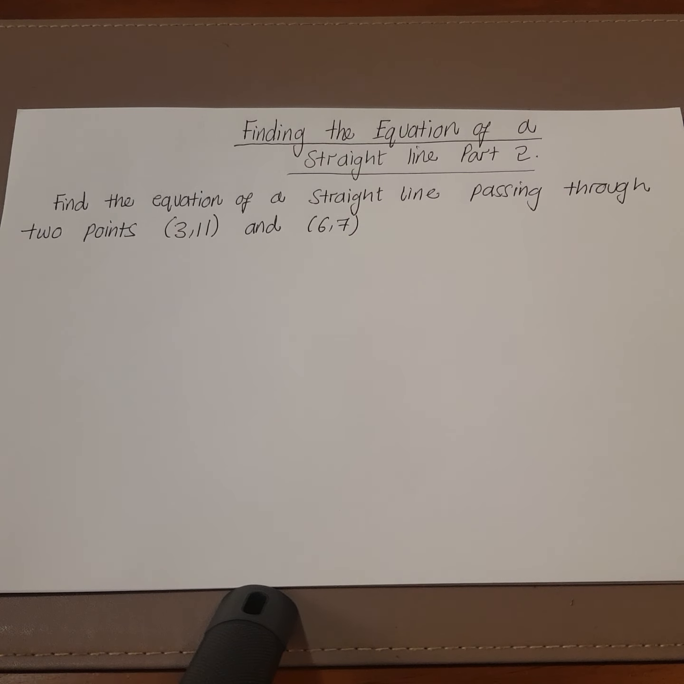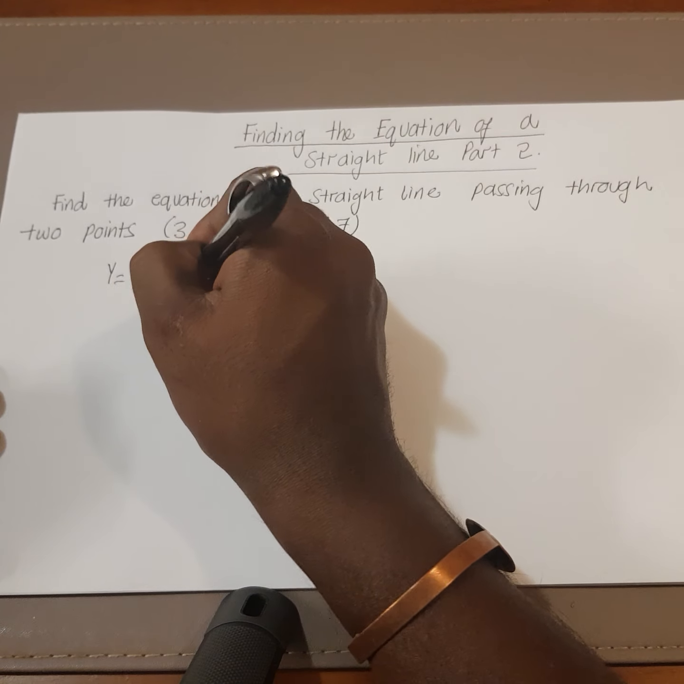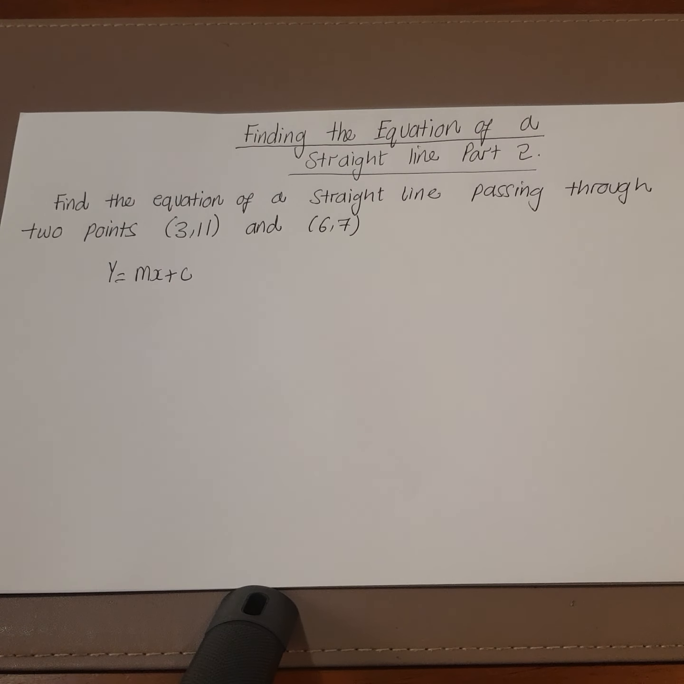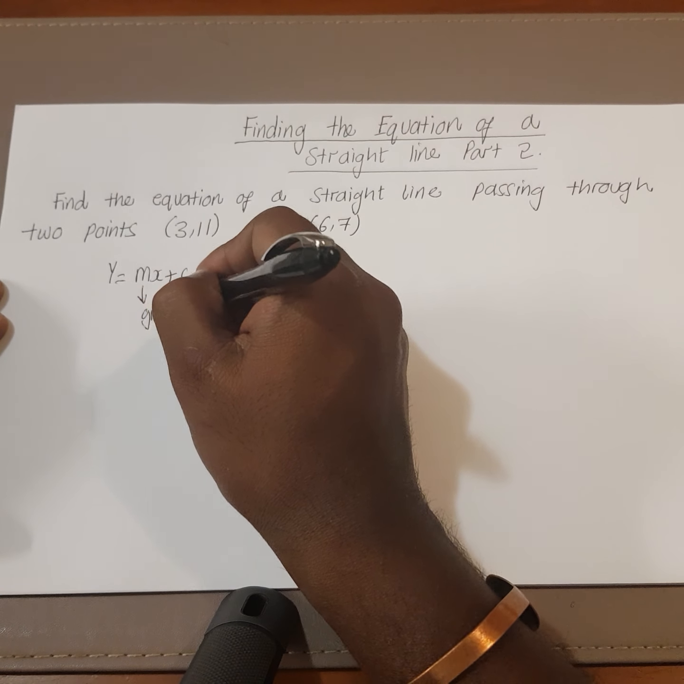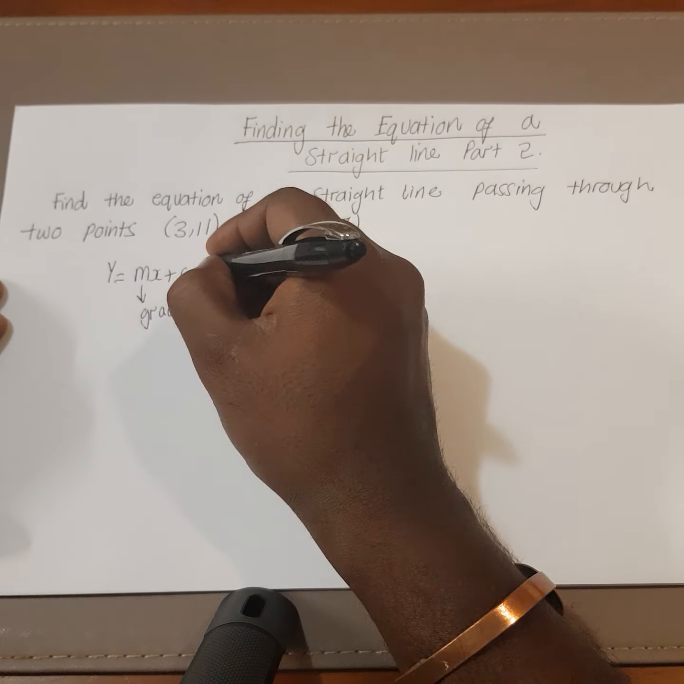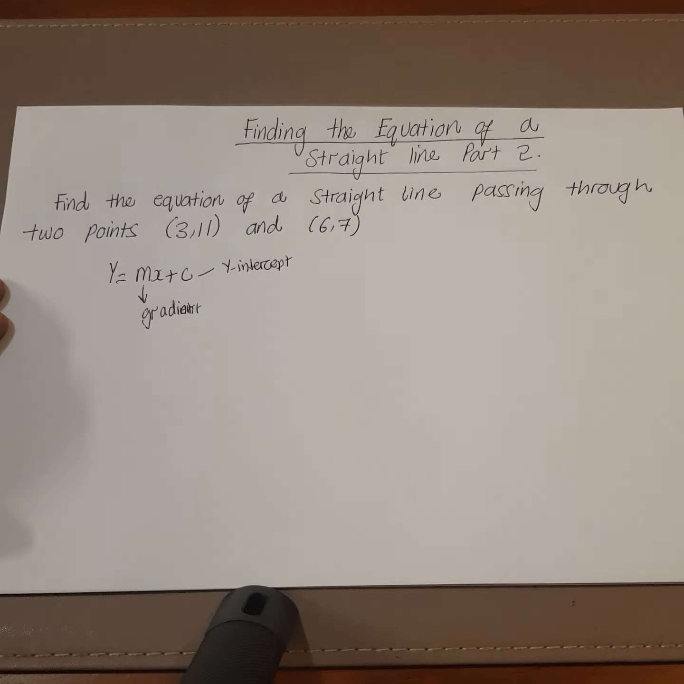All right, if you looked at the previous video that I put up, when you're working out the equation of a straight line, the first thing you need to do is write down what the equation is. So I'll write down the equation of a straight line, which is y equals mx plus c. If you remember before, what do m and c stand for? Write that down again. Your m stands for your gradient, and your c stands for your y-intercept. That's the first thing you need to do.